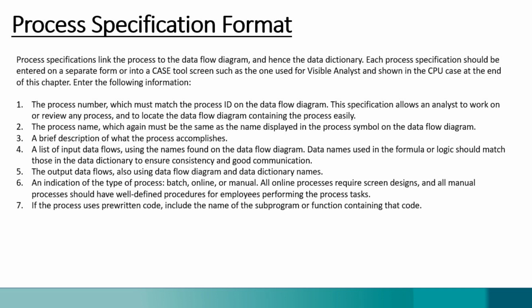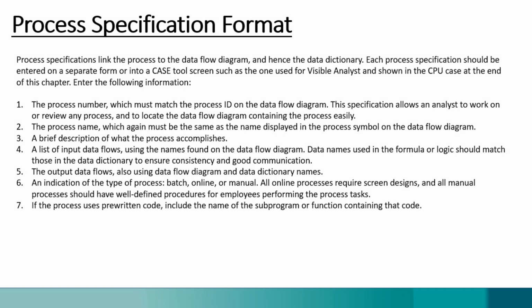Each process specification should be entered on a separate form or into a CASE tool screen such as the one used for Visible Analyst and shown in the CPU case at the end of this chapter. Enter the following information. 1. The process number, which must match the process ID on the data flow diagram.